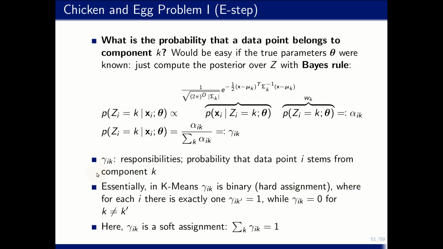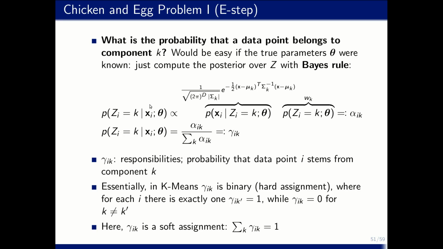Here we are not completely sure which component has generated our data point, and we just represent this with the posterior, given the data point, of which component has actually generated it. And the answer is this gamma ik's. Gamma ik's is a soft assignment, so it sums up to 1. So in k-means it was binary and hard, and now in expectation maximization it's soft. But otherwise it's pretty much the same as in k-means.